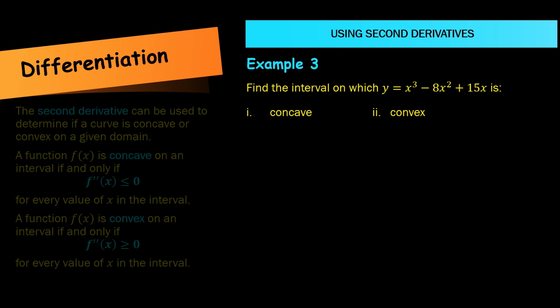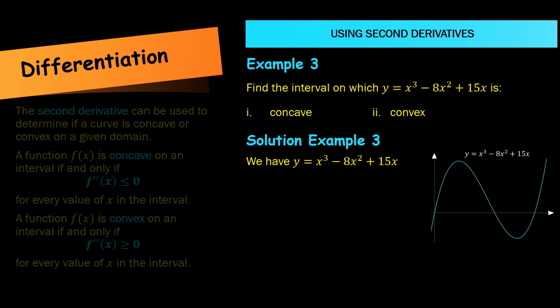In this example, we are required to find the interval on which y equals x cubed minus 8x squared plus 15x is concave and convex. So let's solve this. So here's our expression for y. It will look something like the sketch you can see on your screen now.